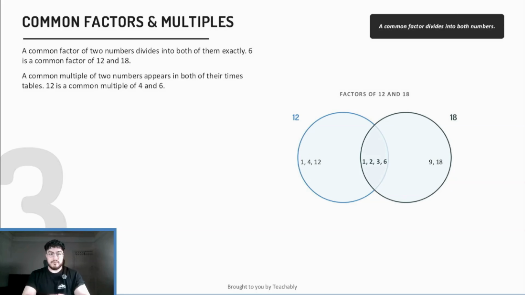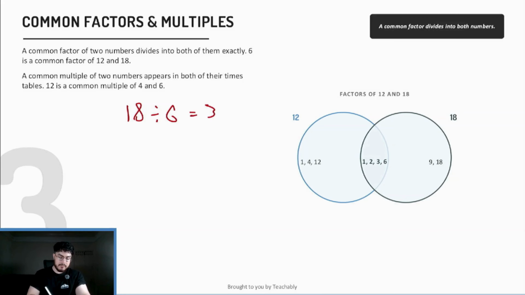Common factors and multiples. Okay, so welcome to the relationship between factors and multiples. As I said, let's read the slide. So a common factor of two numbers divides into both of them exactly. So 6 is a common factor of 12 and 18 because if you take 18 and divide it by 6, you get 3. But if you also take 12 and divide it by 6, you get 2. And so that means the number 6 divides into 18 and into 12, and therefore 6 is a common factor between these two numbers. Okay?